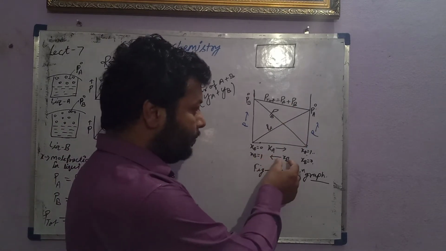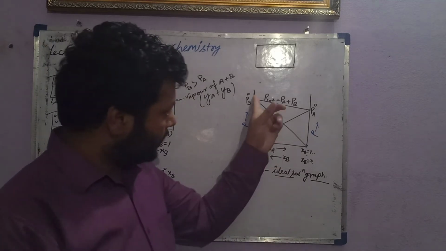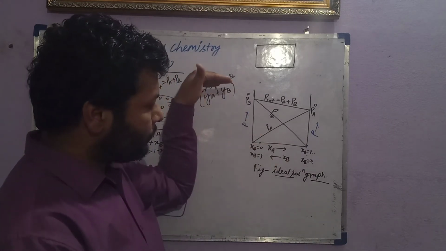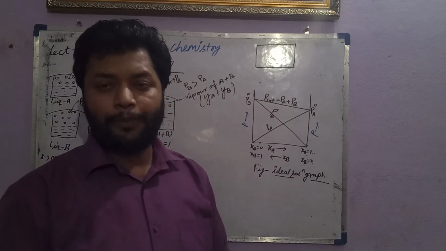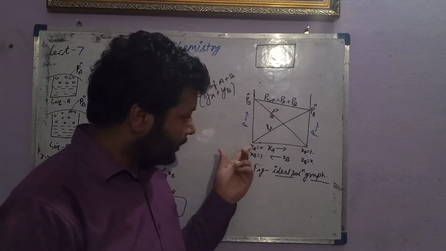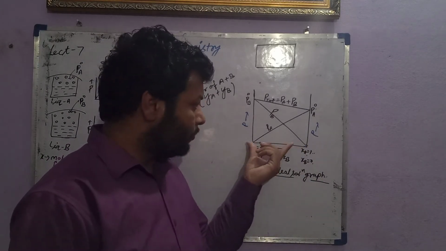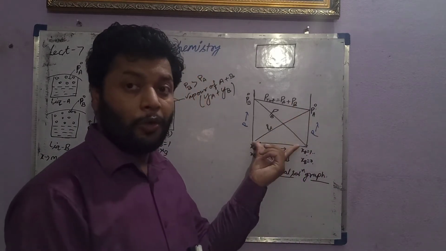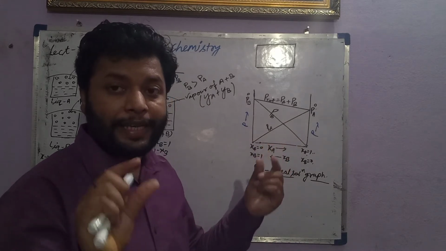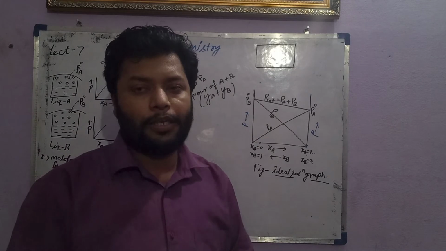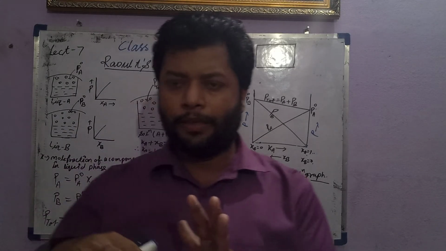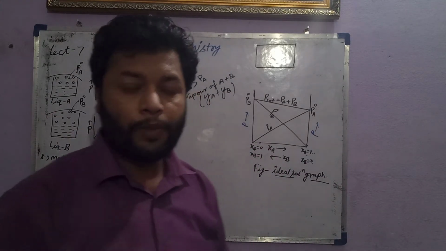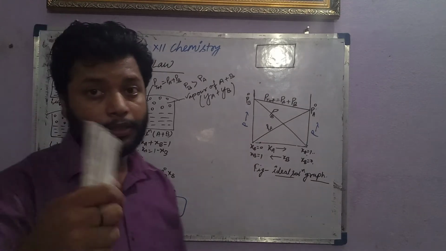As the contribution of B decreases, the vapor pressure of the solution also decreases, because this slope is decreasing from left to right. That's why the contribution of A increases. There will be more contribution of A and low contribution of B. The vapor pressure of the solution will be lower because A is less volatile and B is more volatile. The vapor pressure of a solution generally depends upon the component which is more volatile. That has to be learned.